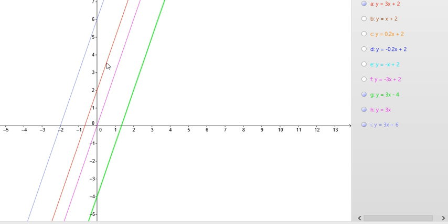Notice all 4 of these lines are parallel, because all 4 of these lines have the exact same slope as this red one up here. These 3 have the same slope as this red one. So all 4 lines have the same slope, and they pass through the y-intercept at different places. So now let's get back here.